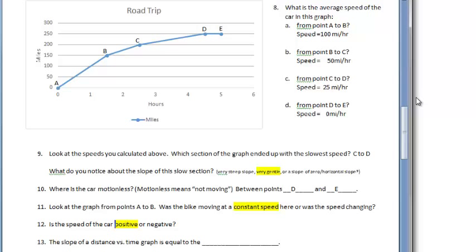The slope of a distance versus time graph is equal to the blank. What should fill this blank here? The slope is the slant of the graph, whether it's more of an uphill or more of a flat line. That tells us whether the car is moving fast or slow, or it tells us the speed. Please make sure you have speed recorded on your paper.